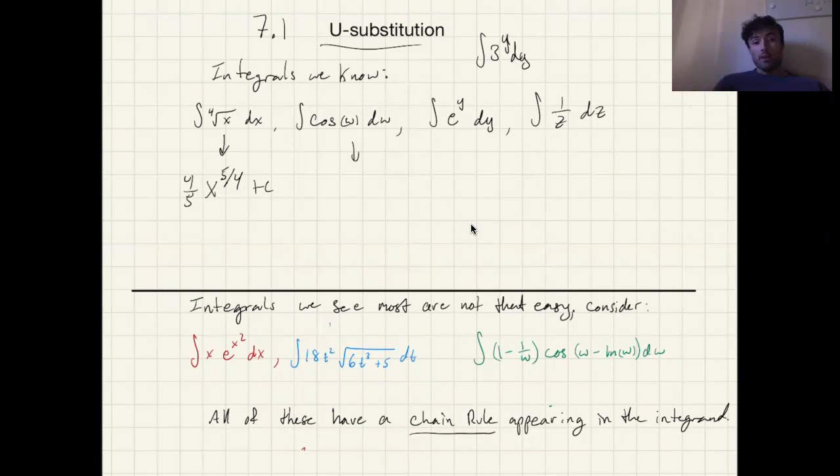And then there's trig functions, which you need to be very comfortable with. So because the derivative of sine is cosine, that means the antiderivative of cosine is sine, which is a bit of a mouthful.